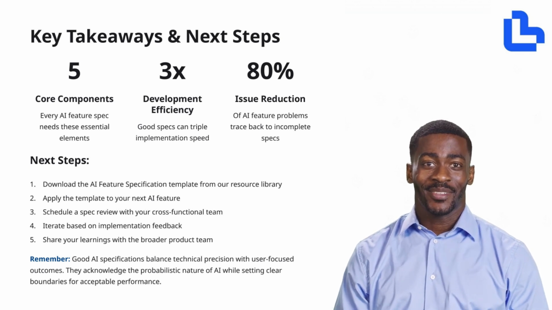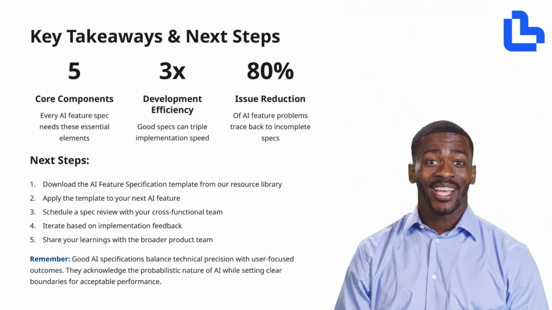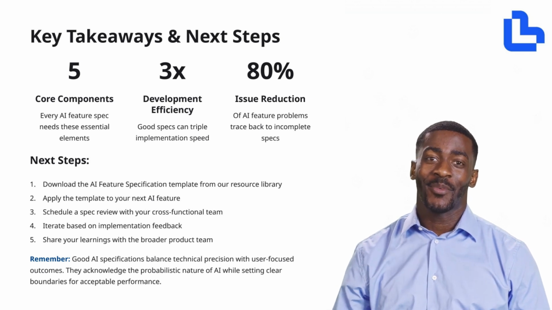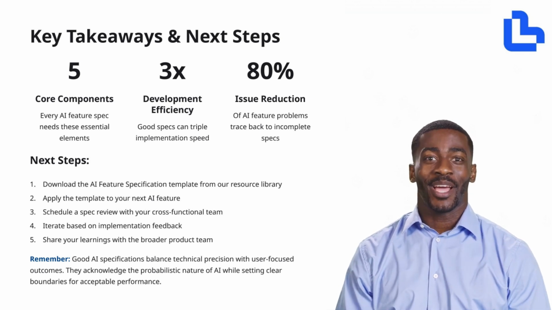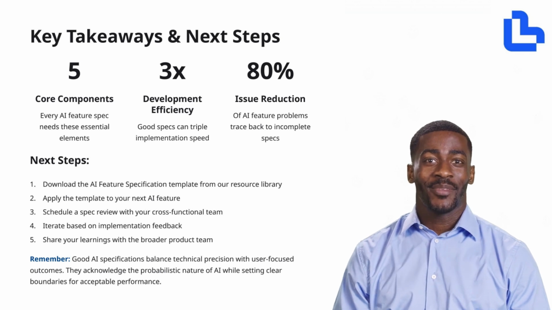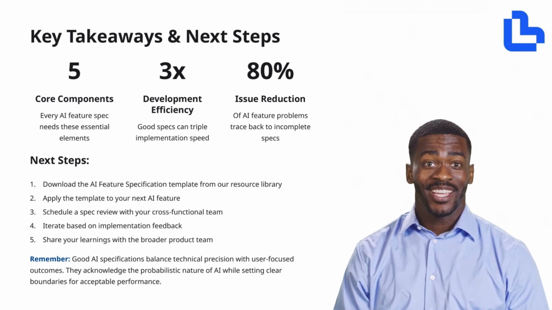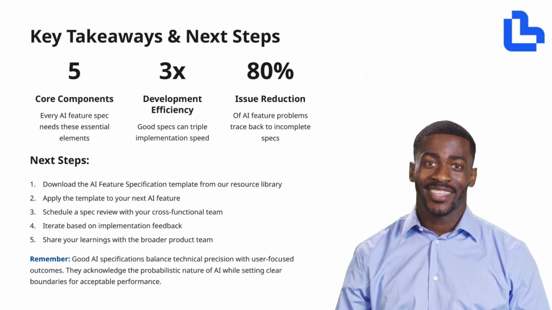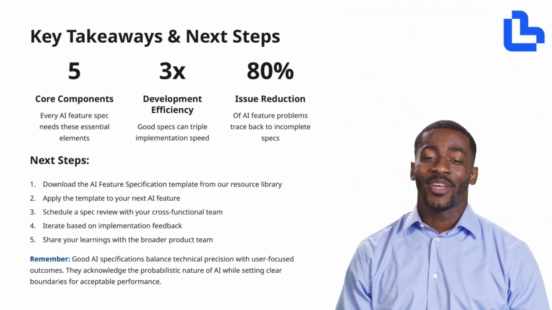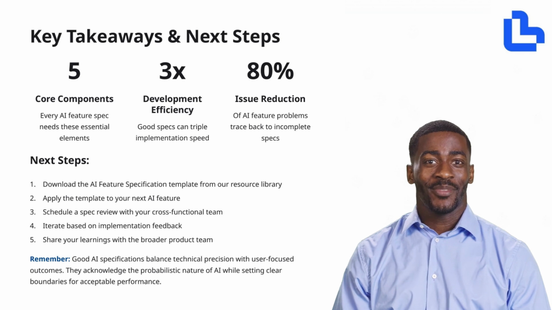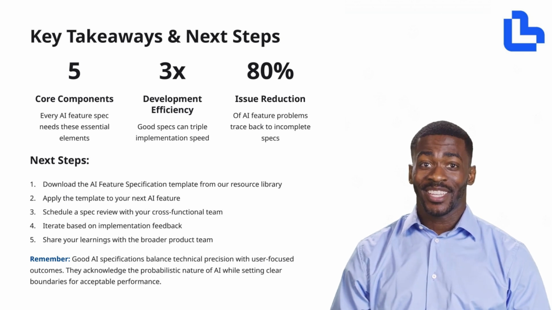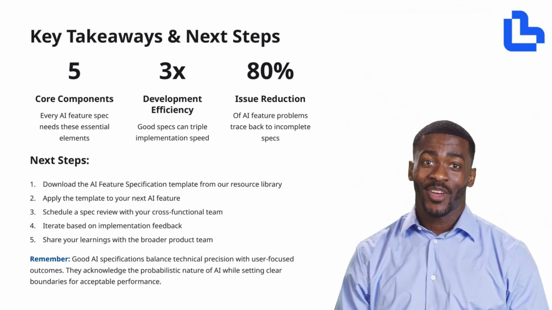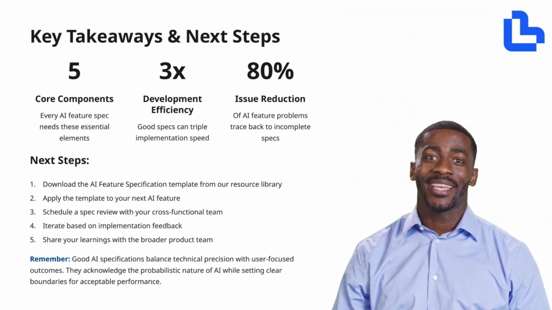So what's next? Start by downloading the AI feature specification template from our resource library. Apply it to your next AI feature, whether it's in discovery, design, or development. Schedule a spec review with your cross-functional team to ensure alignment. Then, iterate based on implementation feedback and share your learnings with the broader product organization.